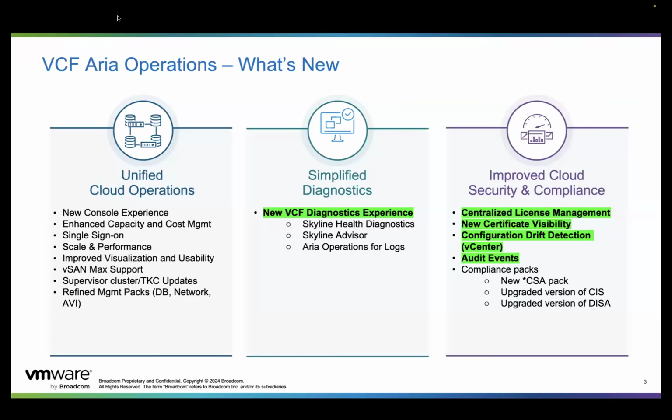The next one is simplified diagnostics, right? So as you may have heard, we are starting to embed a lot of the value that was in Skyline into VCF operations. Being able to give you that end-to-end story of how do I do diagnostics of the entire cloud? Is everything running at the levels they should be? Do I have configurations that are going to be causing me vulnerabilities? Are there patches that I need to be grabbing? Are there settings I need to be set?